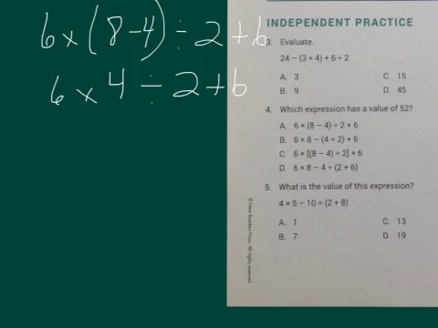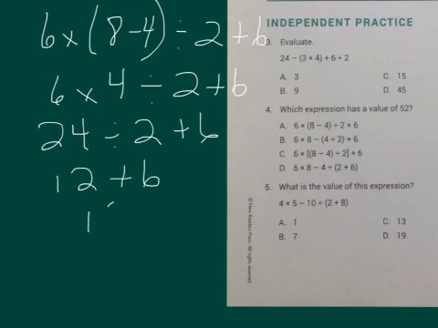So we're going to say 6 times 4, that's going to give us 24. And then we're going to divide that by 2 plus 6. So we're going to go ahead and divide 24 by 2, and that's going to be 12. And so we're going to add that plus 6, and then our answer is going to be 18. So that definitely is not the equivalent value of 52. So let's look at B.